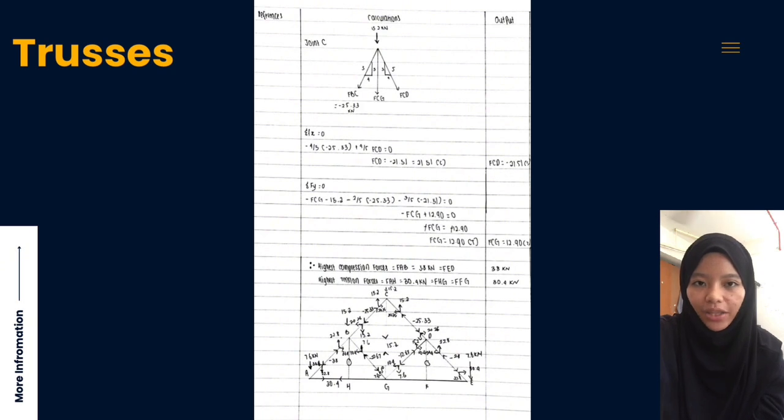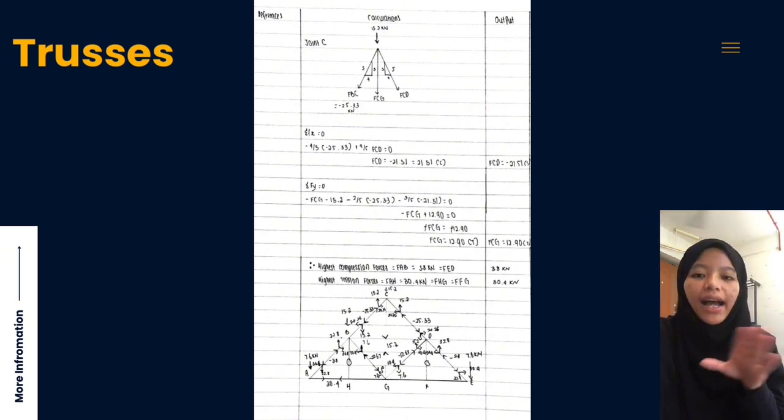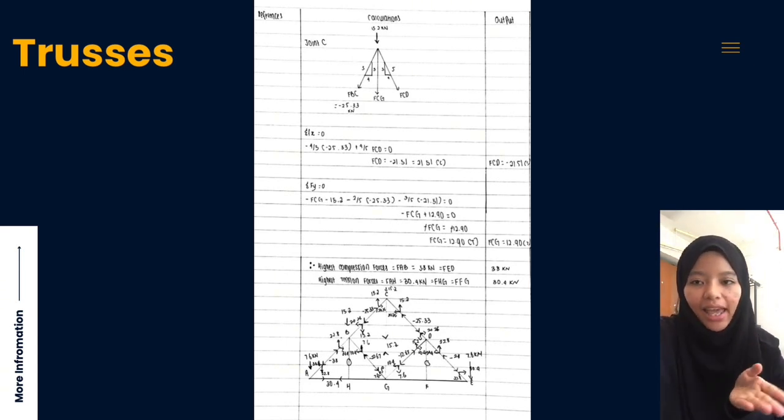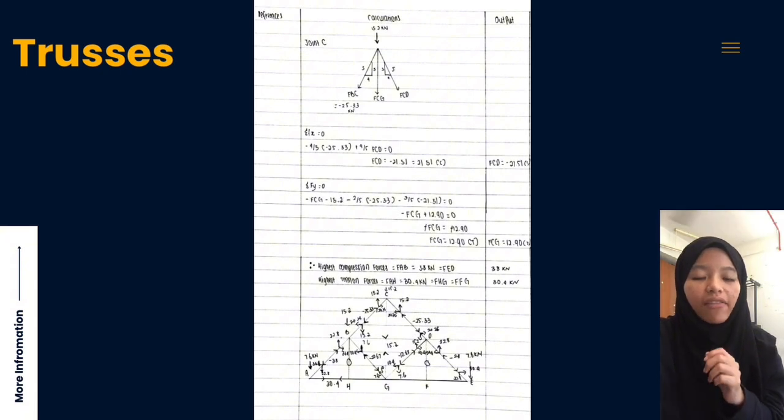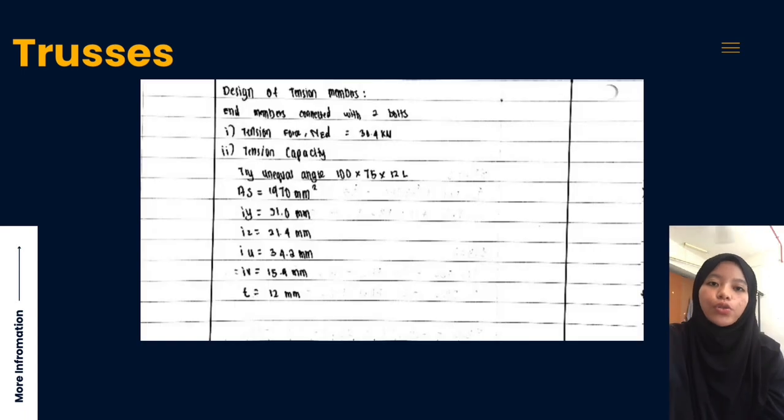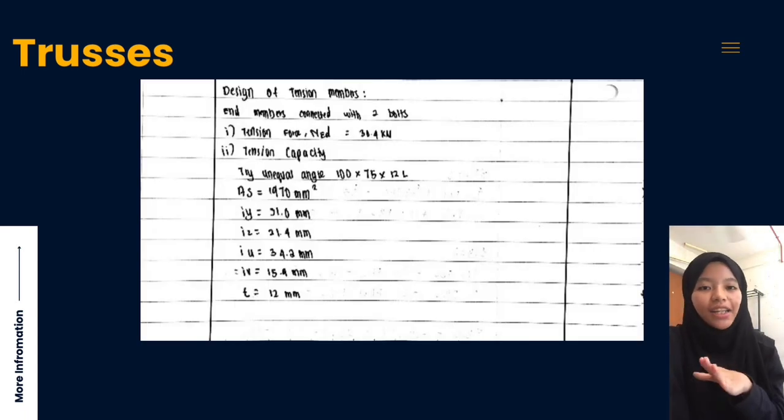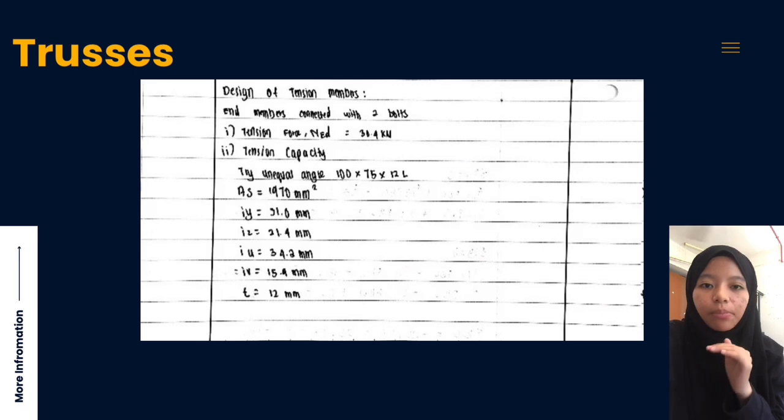12.90 kN T. So for the highest compression force, FAB equals 38 kN equal FAD, and then the highest tension force is FAH 30.4 kN equal FHG. So the next step is design of tension member. I will show you, there is a specific end member connected with 2 bolts, and the highest tension force NED is 30.4 kN.